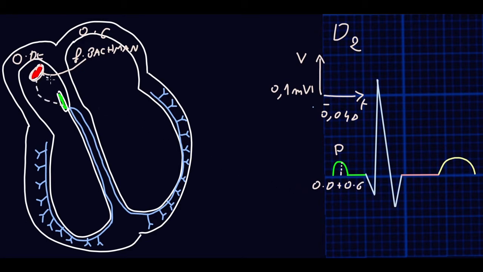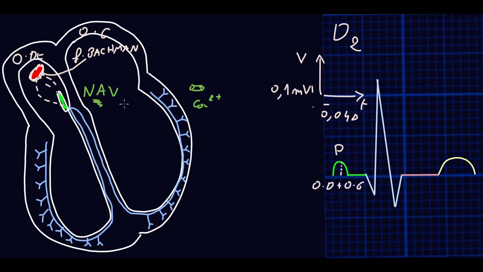The electrical signal will then reach the atrioventricular node, also called the AV node. The AV node is a bunch of small cells and calcium-dependent cells. Thanks to this composition, the AV node will slow down the conduction.